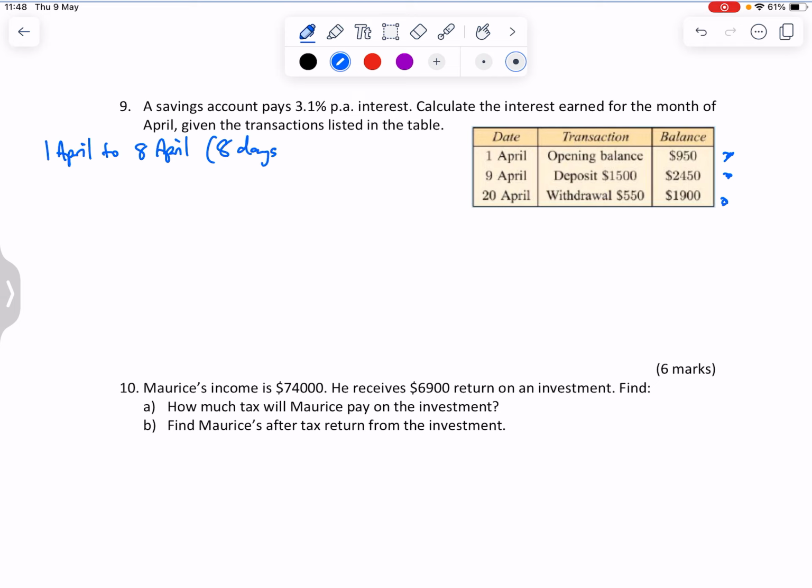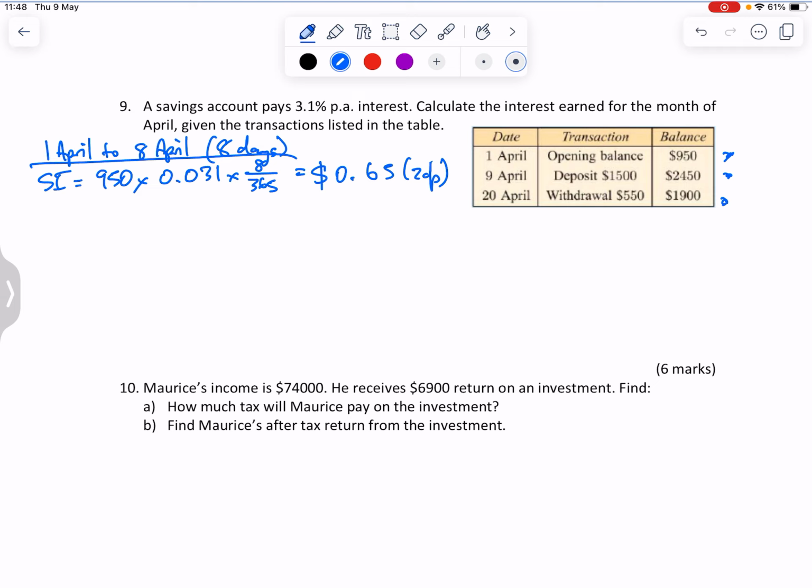So SI is equal to the amount in the account, 950, times by the interest rate, 0.031, times by the time in years. But 8 days is not a whole year, so it's a fraction over 365. So on your calculator, be careful with BEDMAS. You get 8 divided by 365 first, then times it by 0.031, then you times it by 950, and that gives me 0.65 rounded to 2 decimal points, so 65 cents.